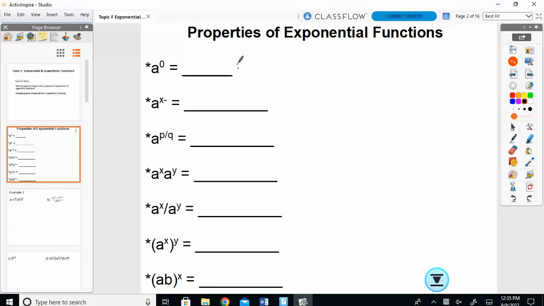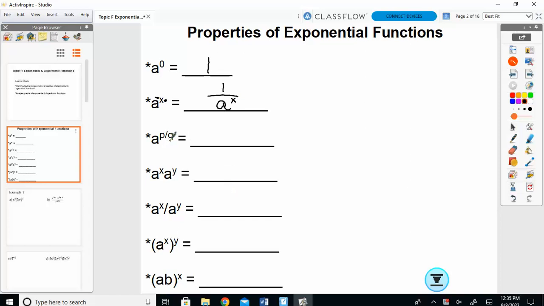So, properties of exponents. What's anything to the 0 power? 1. I'm pretty sure this is not supposed to be x negative, it's supposed to be a negative x. Sorry about that typo. So what does a negative exponent do? Flips. So it's 1 over a to the x power.